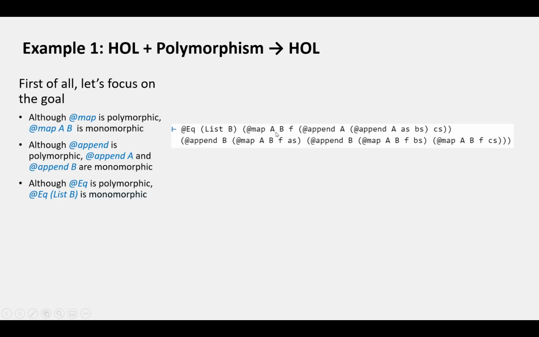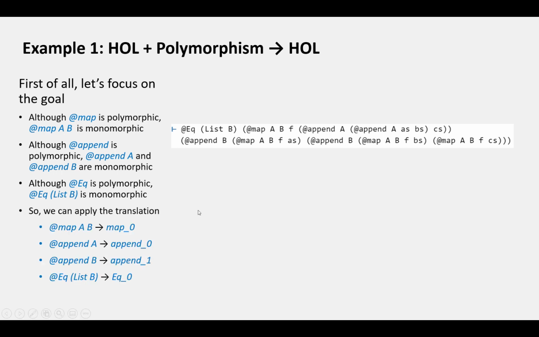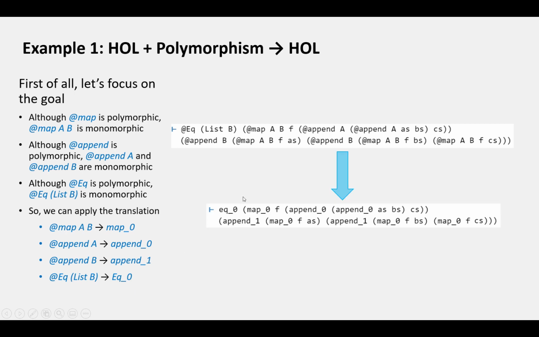So we notice that although map is polymorphic, map applied to A and B as a whole is monomorphic. So it behaves just like a monomorphic function. And the same holds for append and Eq. So we can apply this translation, and the goal will be turned into a monomorphic one.